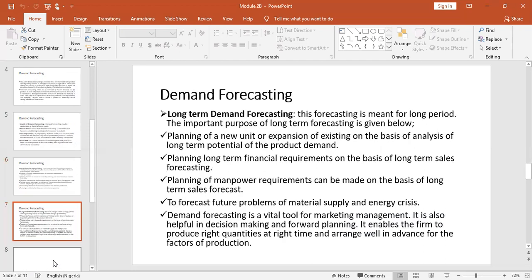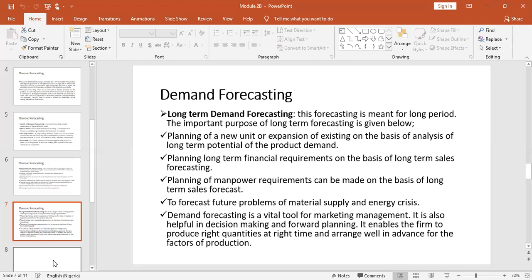Long-term demand forecasting. This forecasting is meant for a long period. The important purposes of long-term forecasting are given below. Planning of a new unit or expansion of an existing one on the basis of analysis of the long-term potential of the product demand. Now, if you're planning for the long term, you're looking at the possibility of either expanding the farm or bringing in new products, which will require detailed analysis of the current situation, and then forecasting what happens in the future before you decide whether to expand or not to expand.